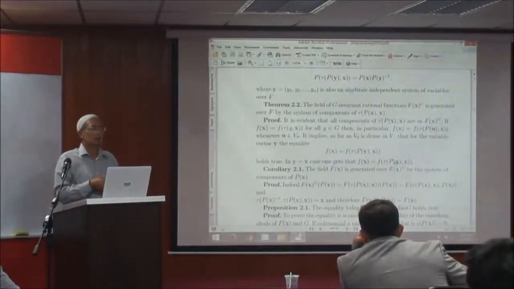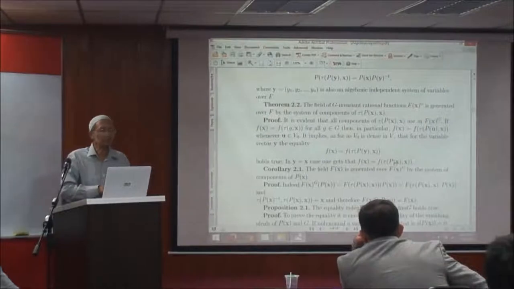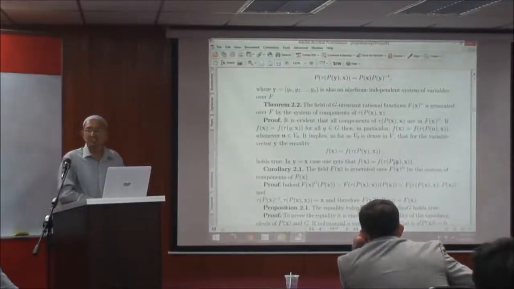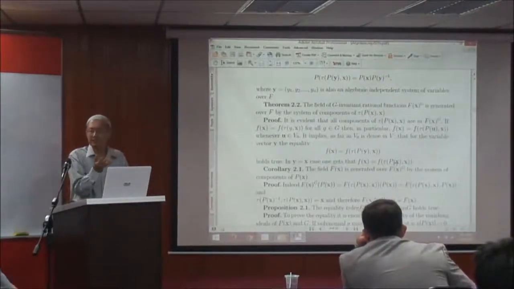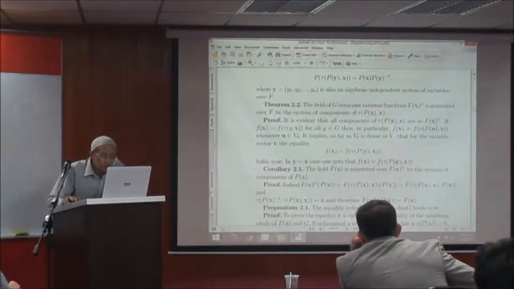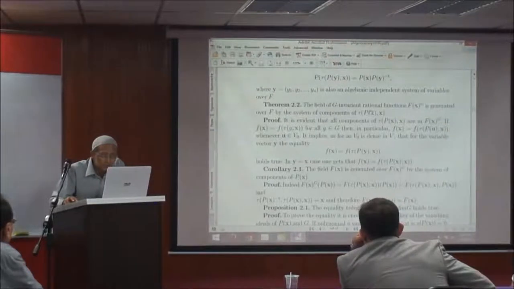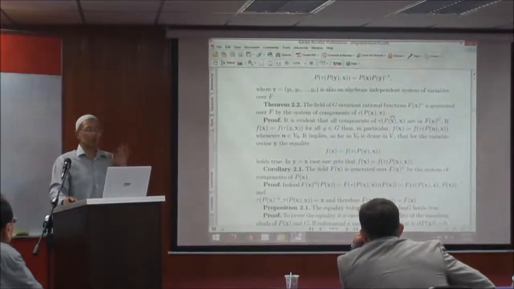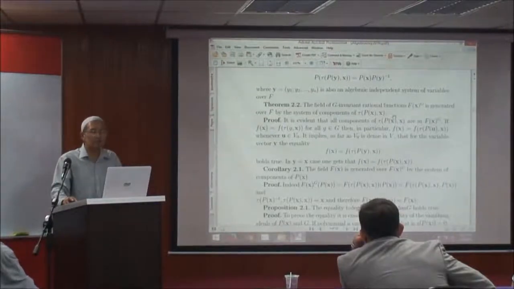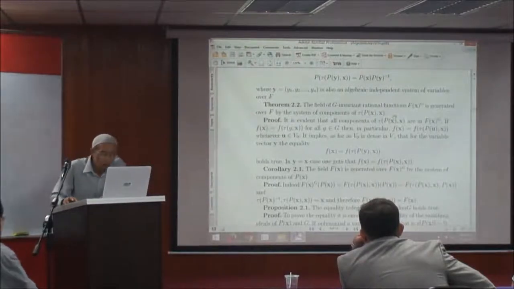Of course, in the general case, it is known that it is a finitely generated field. But the important thing here is, can we show any system of generators? The second theorem says that you can construct it in the following way. Instead of the G, you should put this function, Q of X, and here you get a system of functions. I have told you already they are invariant, and they will generate this field over the corresponding field.